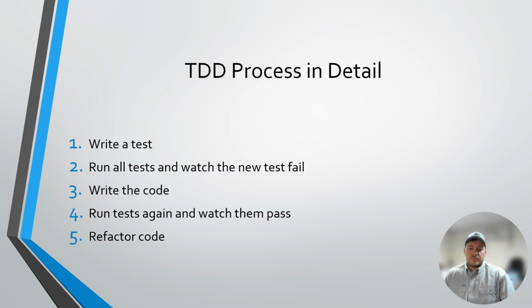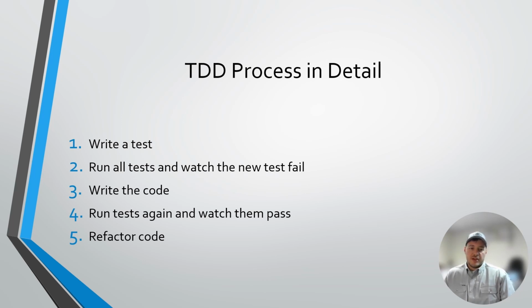So let's talk about test-driven development in detail. Test-driven development can be broken down into 5 simple steps. The first step is to write a test. So you create a test for the functionality you want to implement, focusing on the expected inputs and outputs.